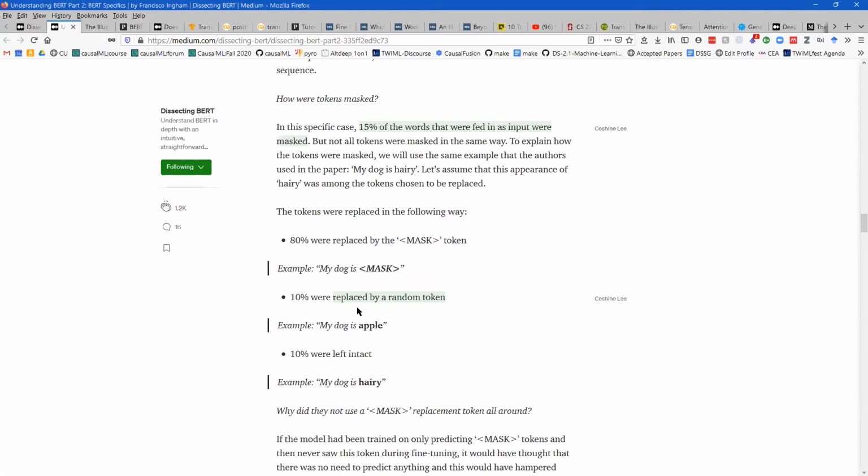So here's the example that comes from the paper. You have a sentence, "My dog is Harry," and you select the word "Harry" as the word to be masked. What happens is that 80% of the time you replace that word by a mask token, but 10% of the time you replace this word by some random word: "My dog is Apple." And then the other 10% of the time you don't do anything, you just leave it there.